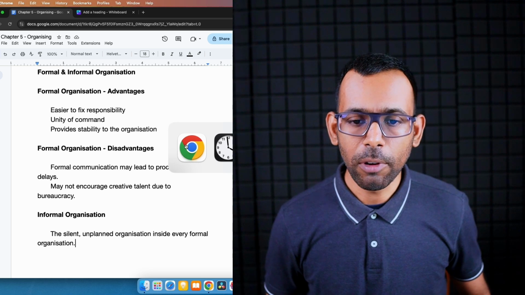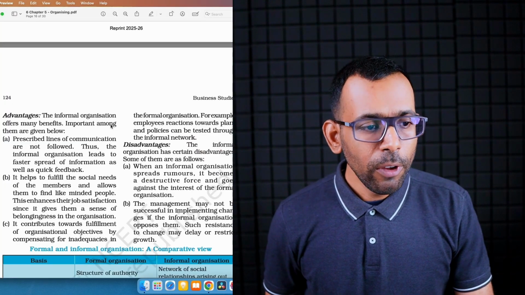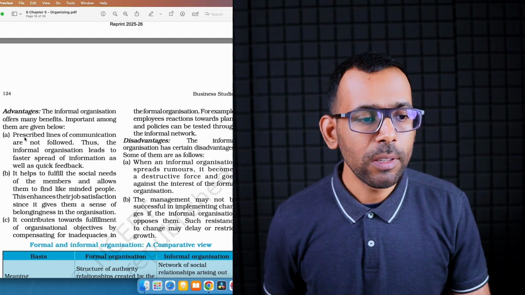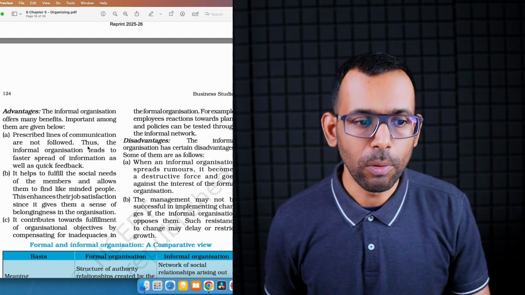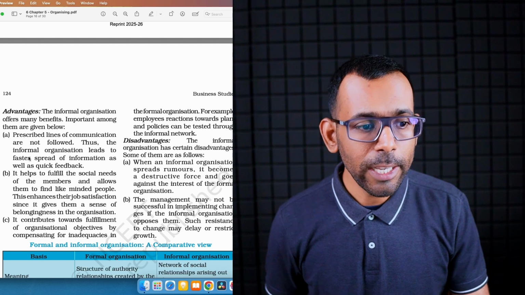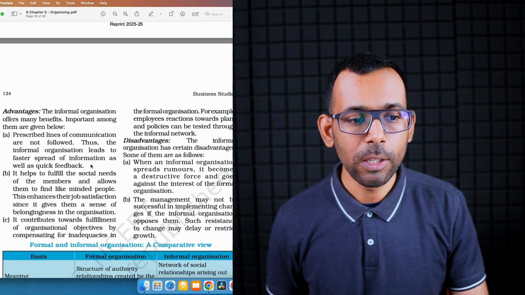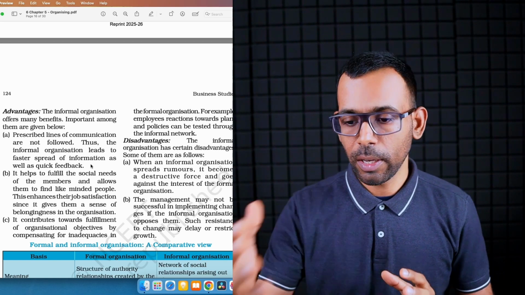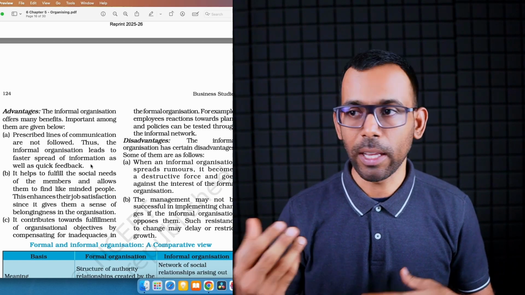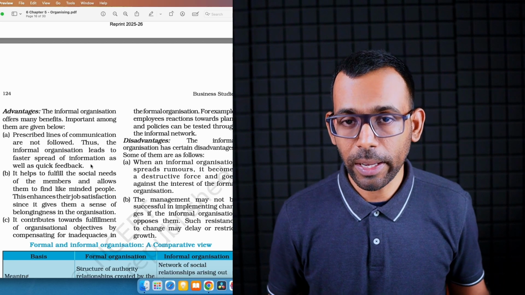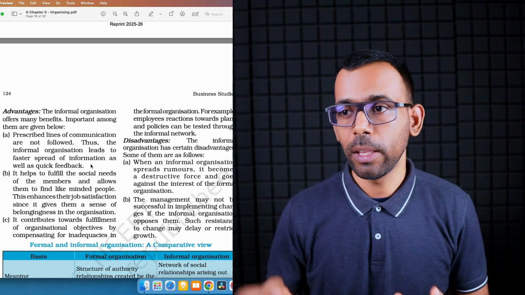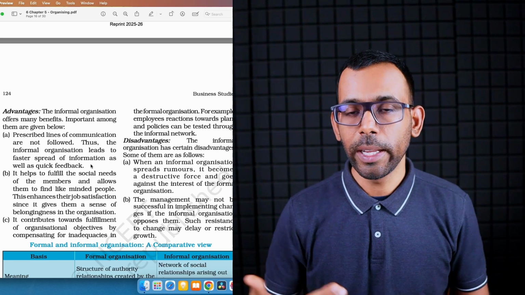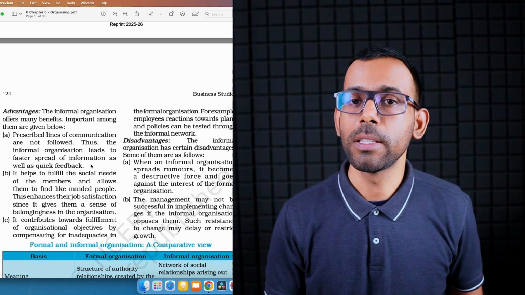Let us talk about the advantages now. The informal organization offers many benefits. Important among them are given below. The first point is prescribed lines of communication are not followed. Thus, the informal organization leads to faster spread of information as well as quick feedback. So, if I have to get information from a person in the sales department, I can meet him randomly during tea time, and I can immediately talk to him in that 5-10 minutes gap that I get in that tea time. We can discuss details over tea or coffee, or discuss details over lunch.